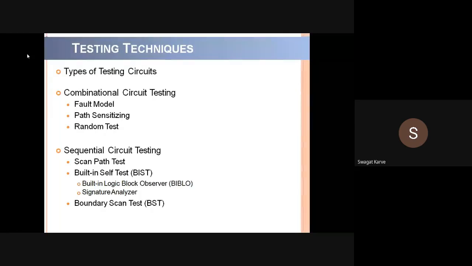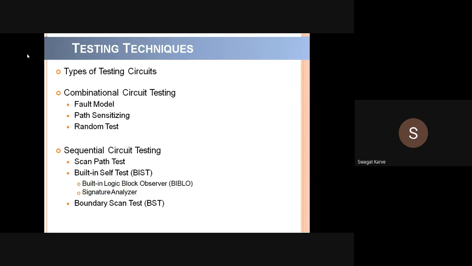Now we will discuss the testing techniques. We have two types of logic circuits available with us. First one is a combinational logic circuit we can design. Second one is a sequential logic circuit that we can design. That means we have two different categories of logic circuit, depending upon what design you have prepared.